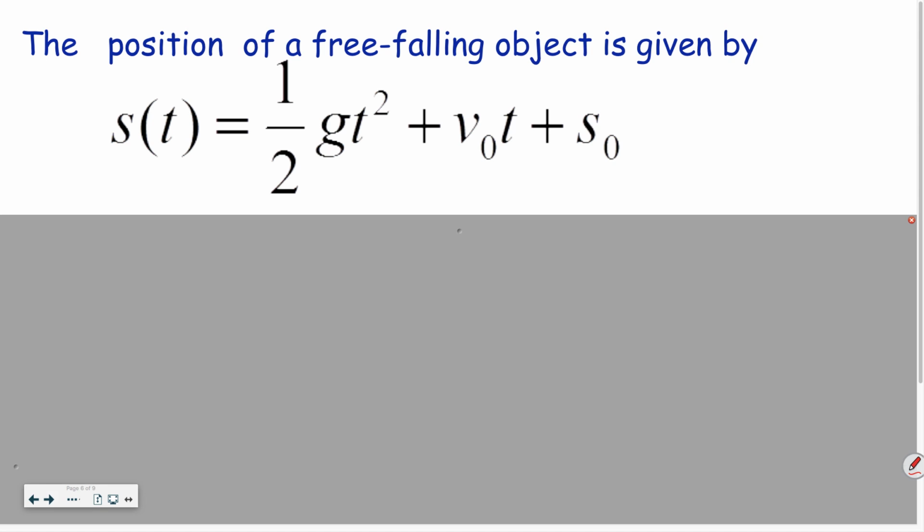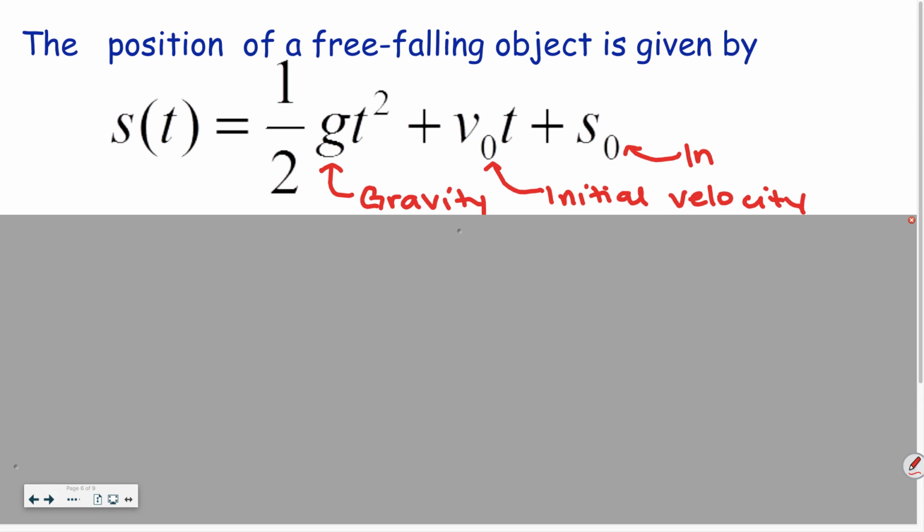What does G stand for? Gravity. V naught or V sub 0, initial velocity. So this is gravity. Initial velocity. And S naught or S sub 0 is going to be our initial position. How far off the ground are we?